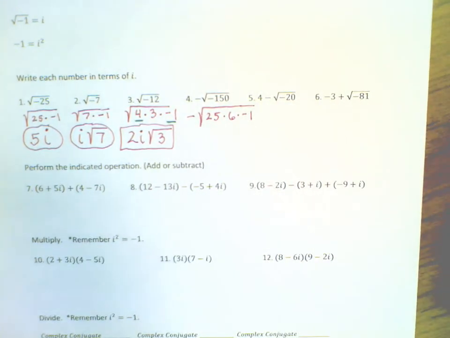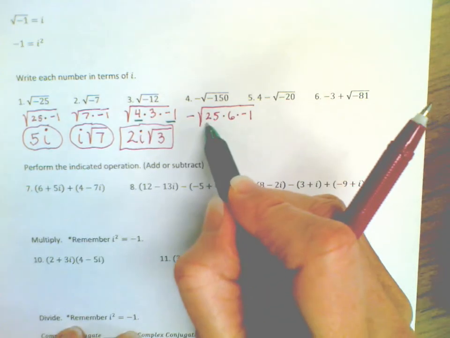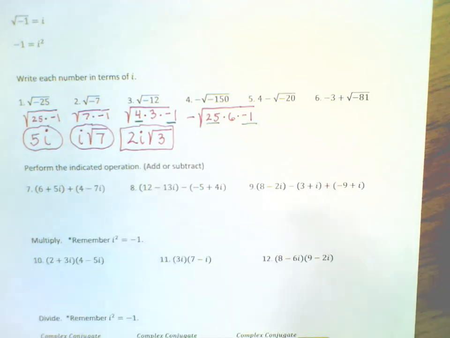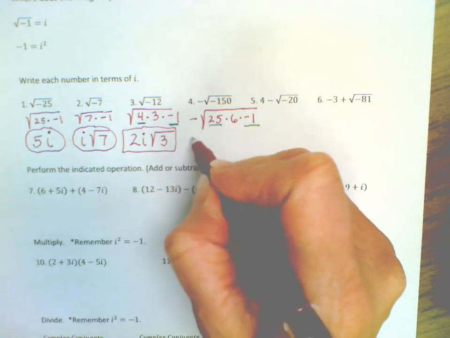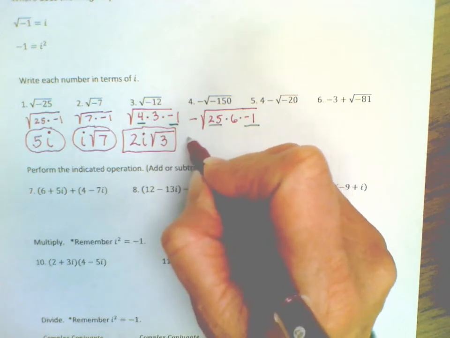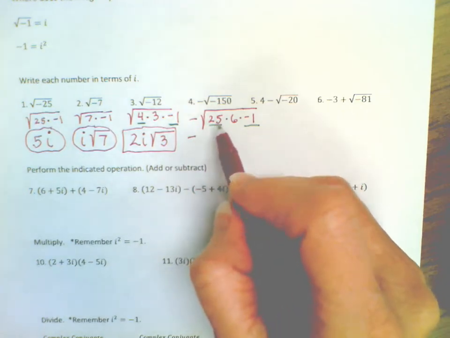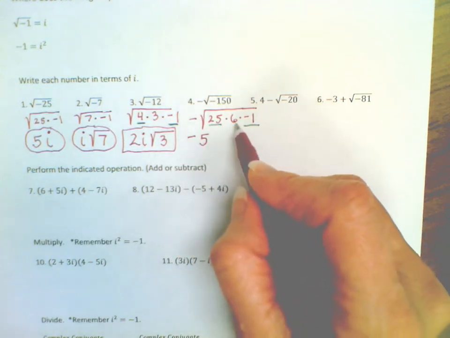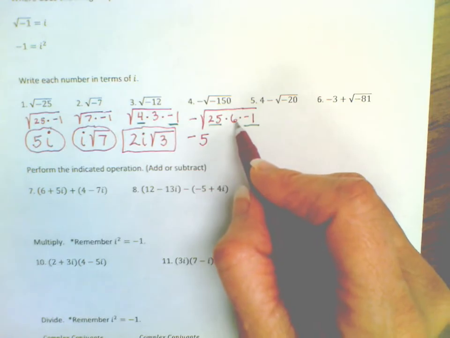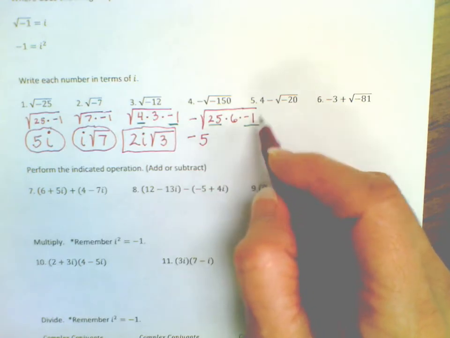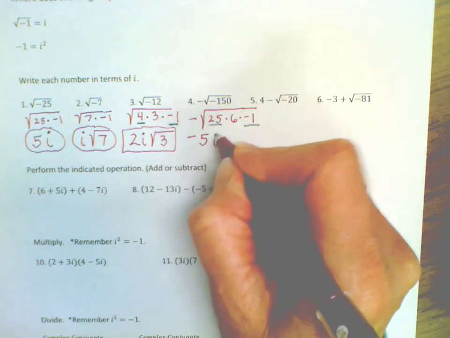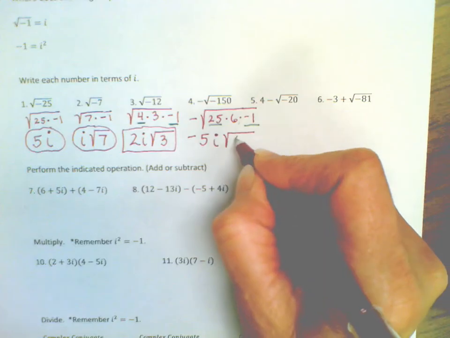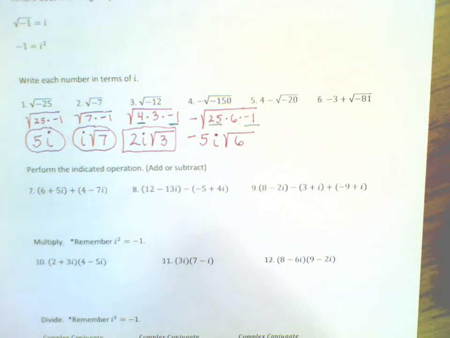So once again, I can simplify the square root of 25 and the square root of negative 1. So this will be negative. So the square root of 25 is 5. And nothing with the 6. Okay, the 6 can't be broken down any more than it is. And then the square root of negative 1 is your i. So go back though and pick up the 6 because we didn't do anything with it. It's still under the radical. And then put that in your answer.